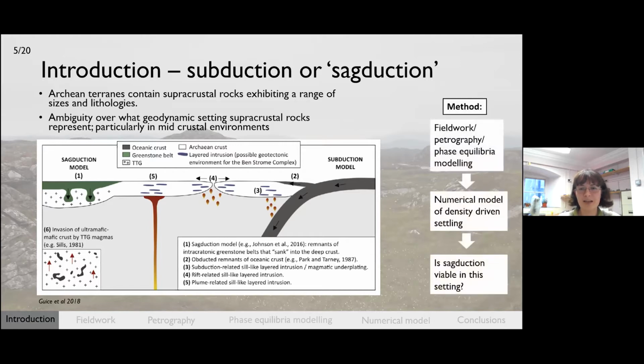In this talk, I'm first going to go through the info I get from fieldwork, petrology, and phase equilibria modelling conducted on those rocks from Northwest Scotland. And then I'll show how I use that information in a numerical model to work out whether sagduction scenarios are feasible.